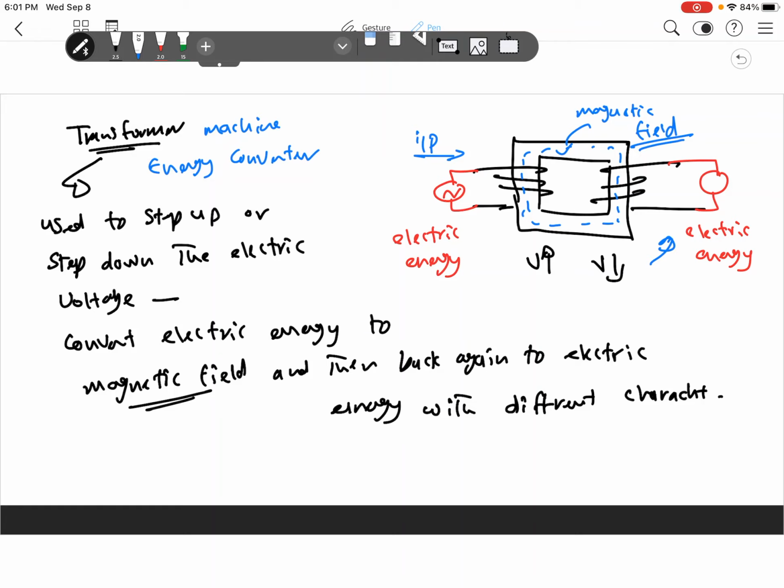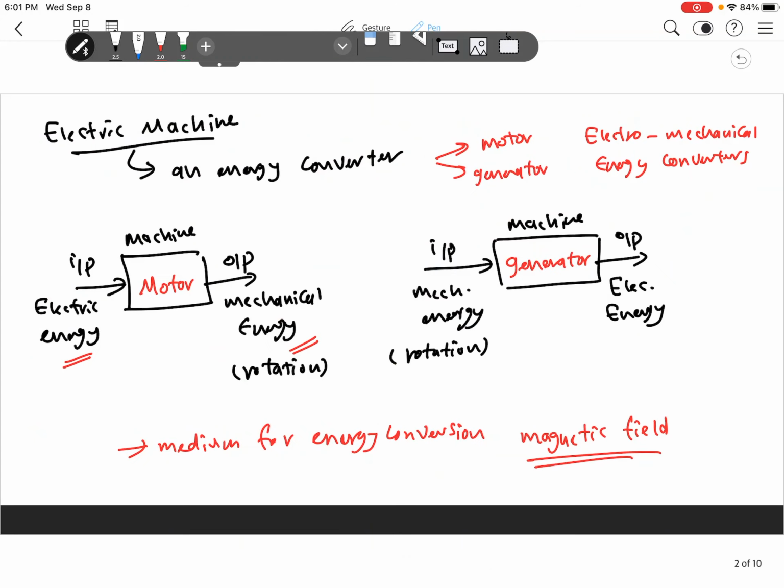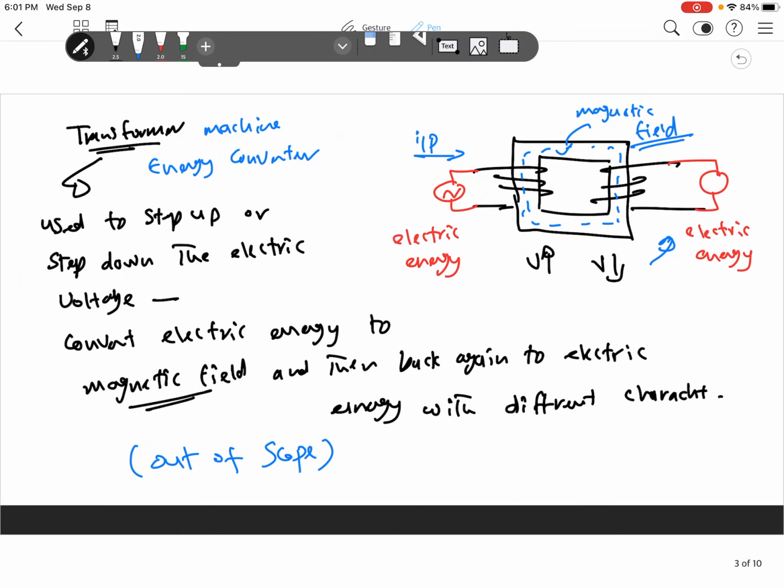Okay, but the transformer is out of our scope in this course. We're mainly interested in this type, which is the rotating electric machines. So we're talking about the electromechanical energy converters, those machines that involve movement, involve mechanical energy manipulation. In our course we'll be dealing just with the motors and the generators. We will not be looking at transformers, but it's worth mentioning that a transformer is also considered a machine because it's basically an energy converter. Okay guys, so throughout the course we'll be talking about motors and generators.